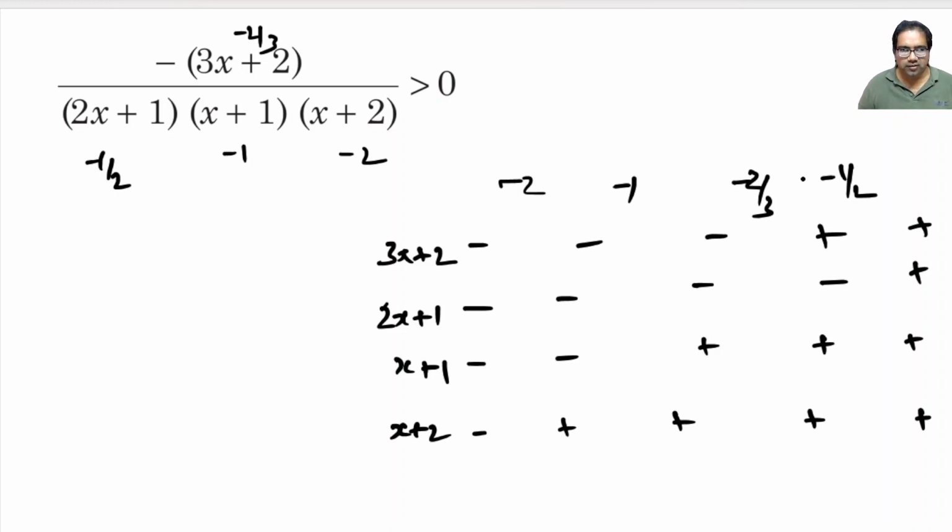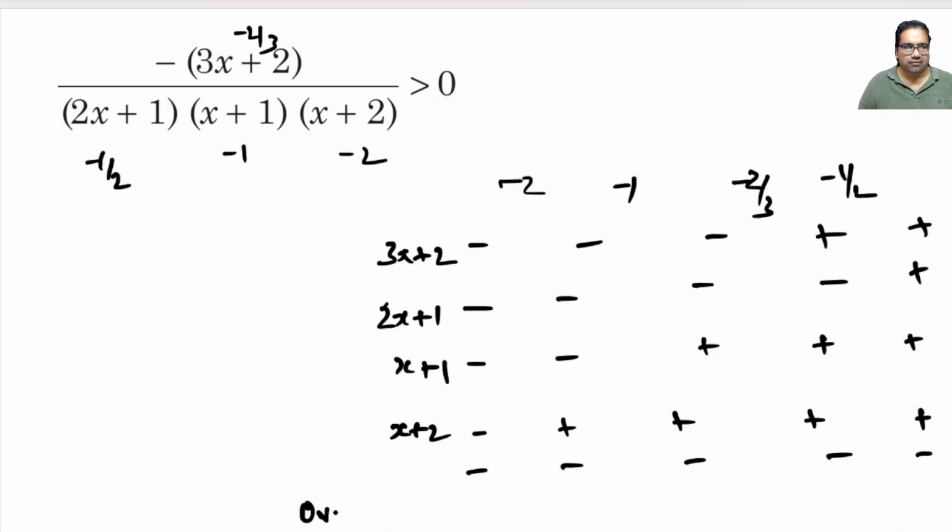2x plus 1: only when x is greater than minus half will it be positive. Otherwise, it will all be negative. Right. Now we have one more minus. One more minus means that minus, let's put it like this. Minus one. This one more minus.